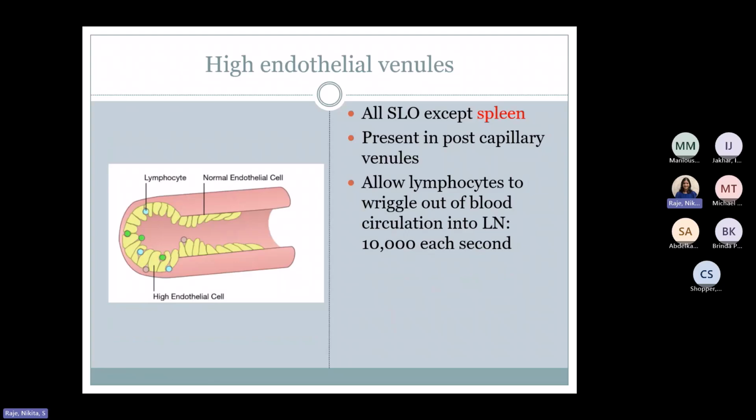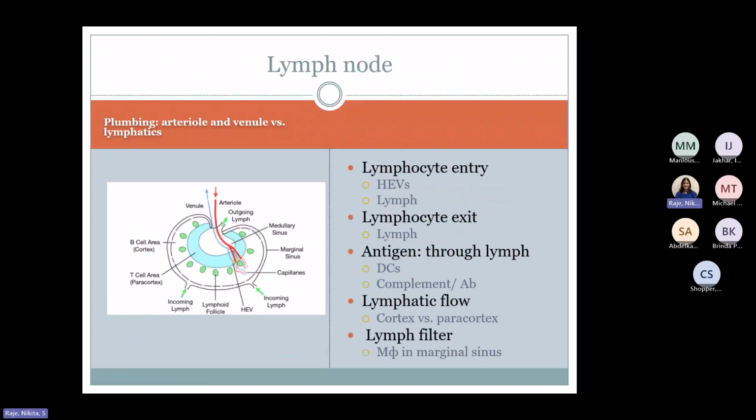The spaces between these HEVs are places where tens of thousands of lymphocytes can wriggle out of the circulation each second into the lymphoid organ. So let's talk about each of these secondary lymphoid organs, the prototype being a lymph node. Let's look at how the lymph node structure is built.